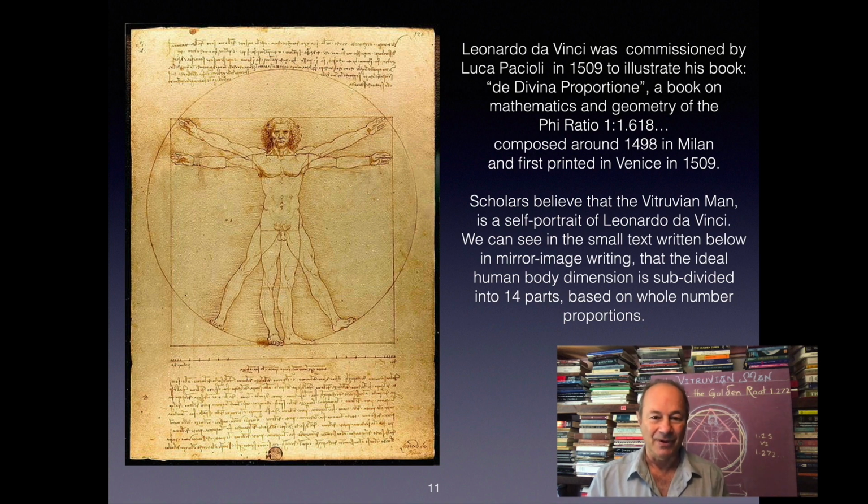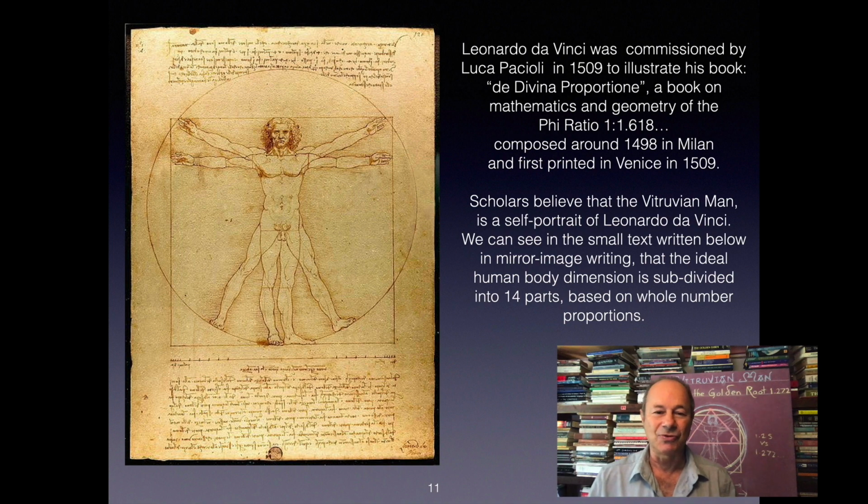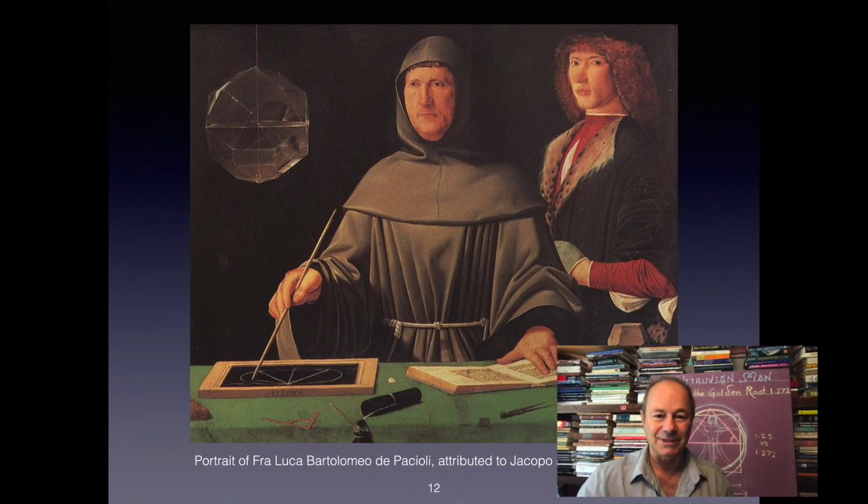knowledge, where the perimeter of the square is equal to the circumference of the circle, known as the rectification of the square. So this is a tribute to Leonardo, who drew this, and he actually drew his face in there. So this is Leonardo's kind of self-portrait, and he also wrote in the mirror imaging, in the writing below, how the body dimensions are subdivided into 14 proportions as well.